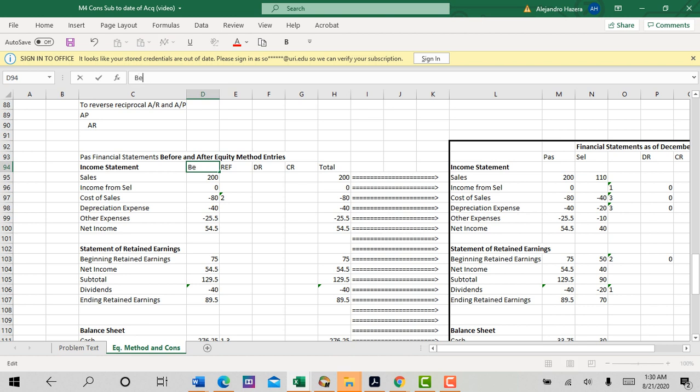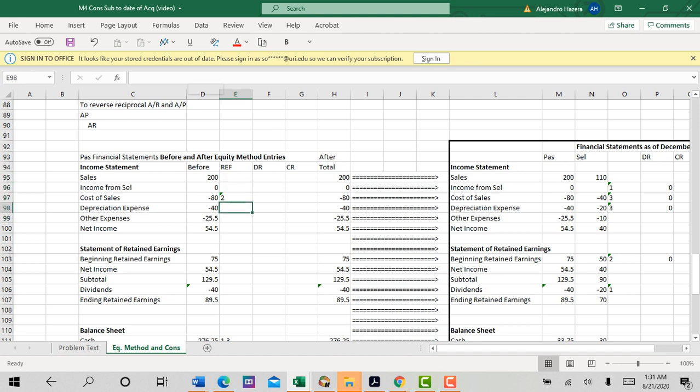What I mean by that is this is before the equity method. And this right here is going to be after the equity method. And those two correspond with the financial statements before and after the three equity method entries. So they're very simple entries. Let's go ahead and start with those entries here.